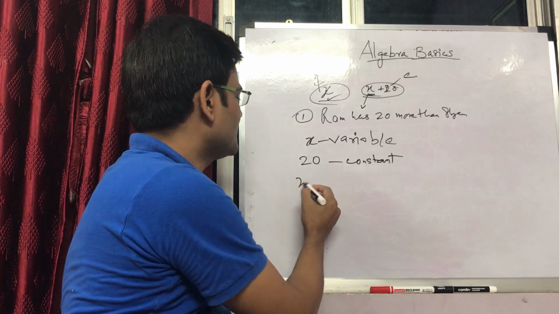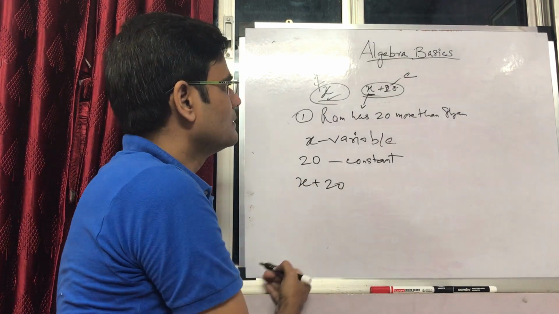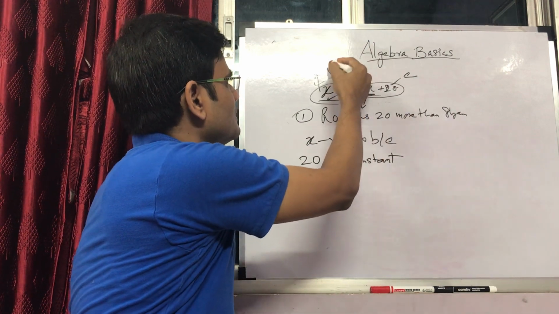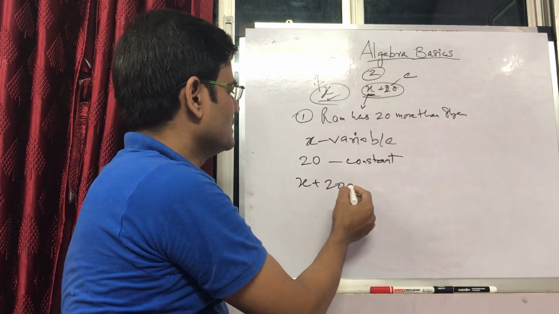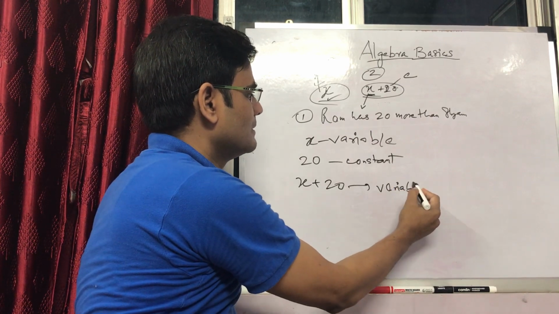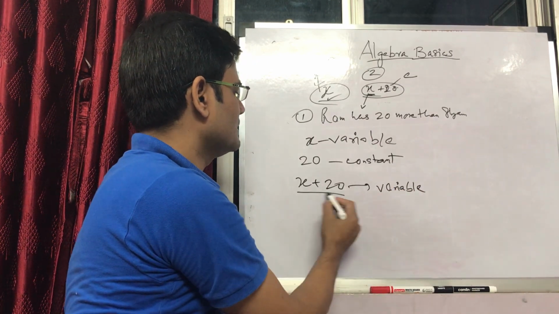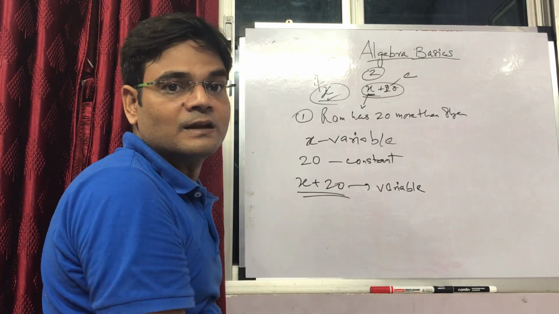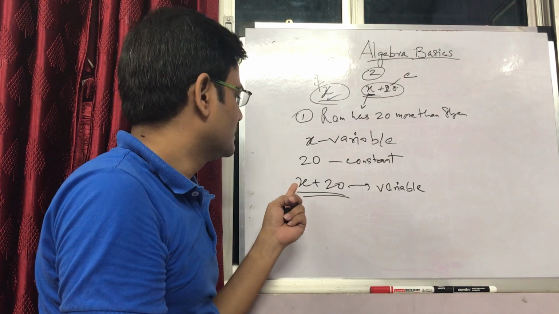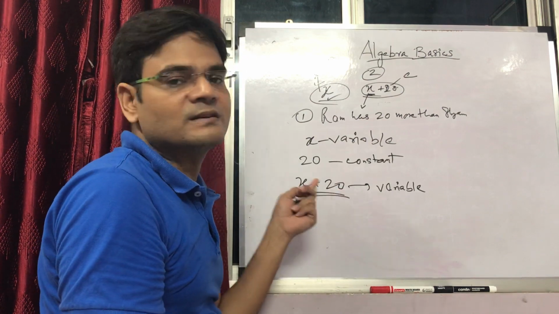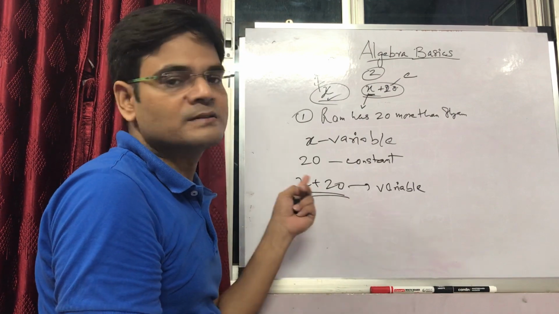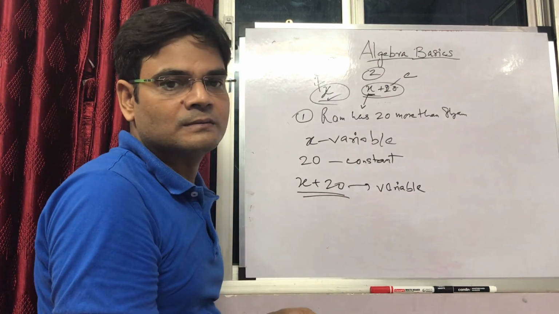Now, what is x plus 20? Which was the money Ram has? Whatever, the first person and the second person. This is also a variable. If I ask, is x plus 20 a variable or constant? That is also a variable because x is a variable. If x is 10, x plus 20 becomes 10 plus 20, that is 30. If x is 50, this becomes 50 plus 20, 70. So this is also a variable.